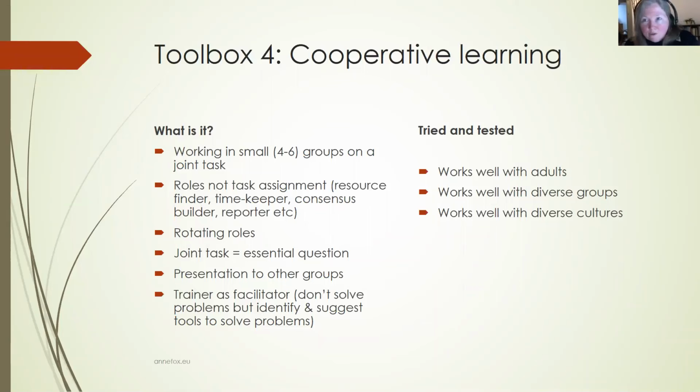In the school context, it's to give everybody the different skills. But in the adult context, it's to show that everybody actually has those skills. And so you're stretching people to do these roles, even though they may not think that they're that good at them. So this rotation of the roles is a very important part of this cooperative learning.